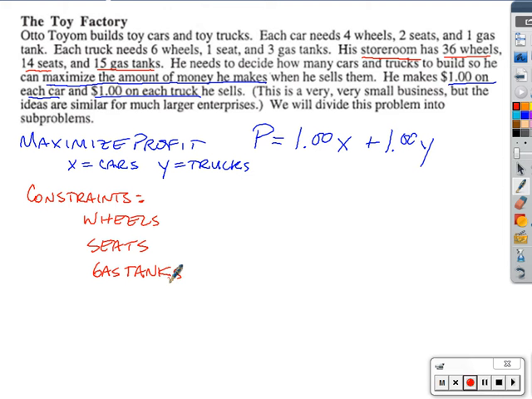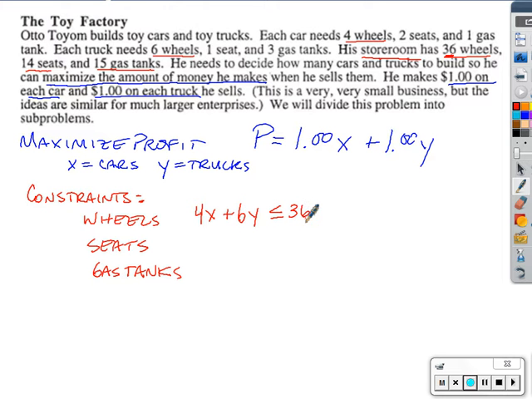In other words, how many wheels does it take to make a car? How many wheels does it take to make a truck? And that number has to be less than or equal to the total number of wheels that he has. So if I read the problem up here, I see that he needs 4 wheels for a car and 6 wheels for a truck. So I would say that that's 4x and 6y, because remember, x is cars, y is trucks. That total has to be less than or equal to 36.